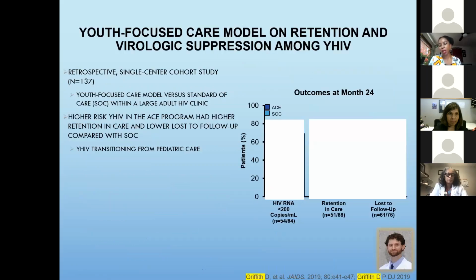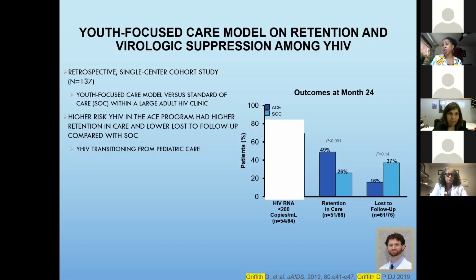We looked at what we see for outcomes, and David Griffith, when he was a fellow here, now wears this big heavy title of director of Bartlett programs in the community, did a retrospective single center cohort study looking at the impact of the ACE program in youth who are either in the ACE program or in the general adult clinic. And what he saw was that our ACE eligibility criteria worked. There were higher risk youth in the ACE program. They had more substance use, more mental health issues, more challenges, but they had higher retention in care and lower loss to follow-up compared with standard of care youth here. And this included youth who are transitioning from pediatric care. They're more likely to stay and engage in care compared to those in the general adult clinic.